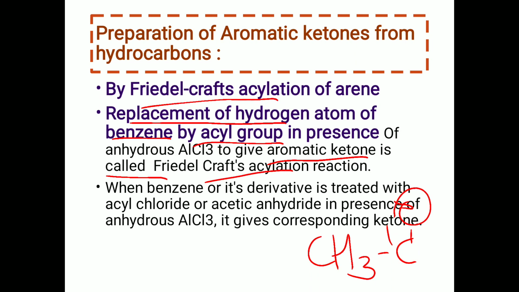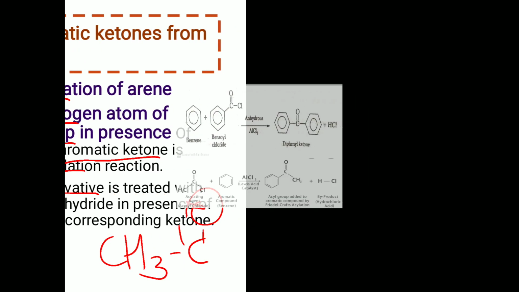This is known as the Friedel-Crafts acylation reaction. For this reaction, when benzene or its derivative like toluene is treated with an acyl chloride, that is CH3 C double bond O Cl, or acetic anhydride, in the presence of anhydrous AlCl3, it gives the corresponding ketones.